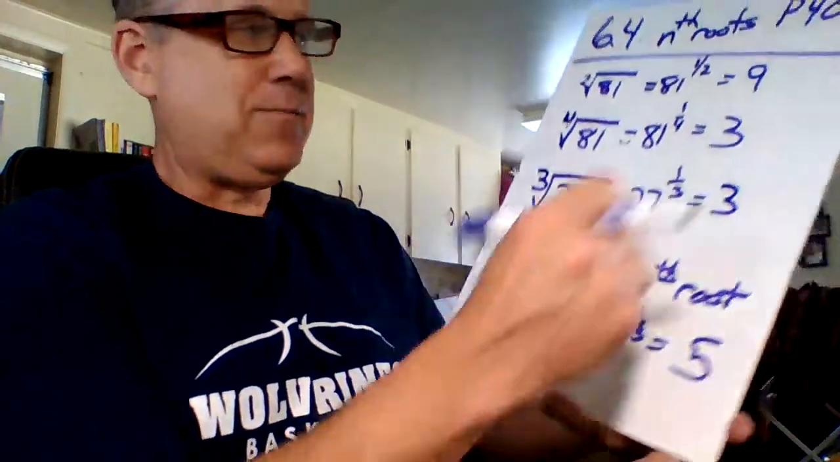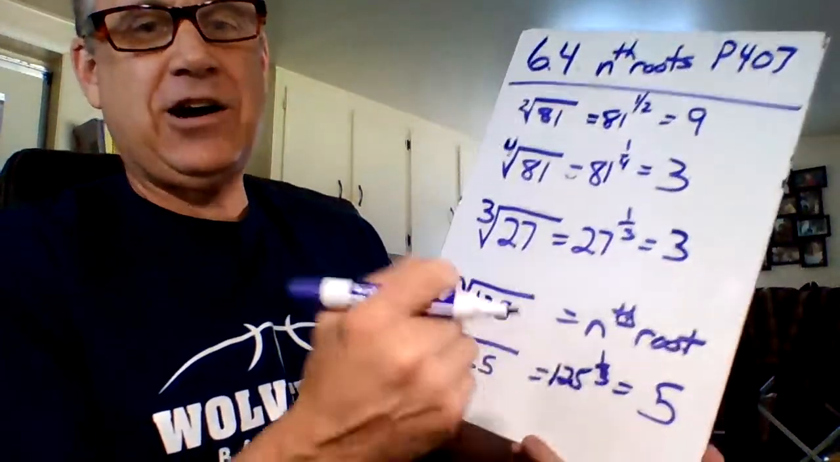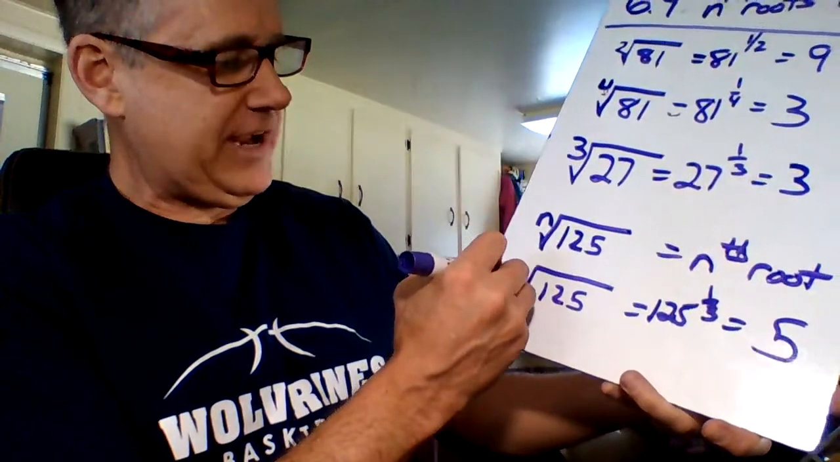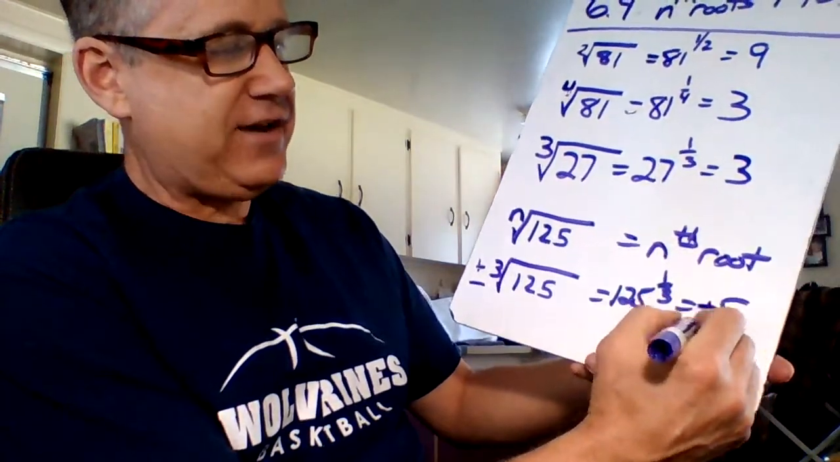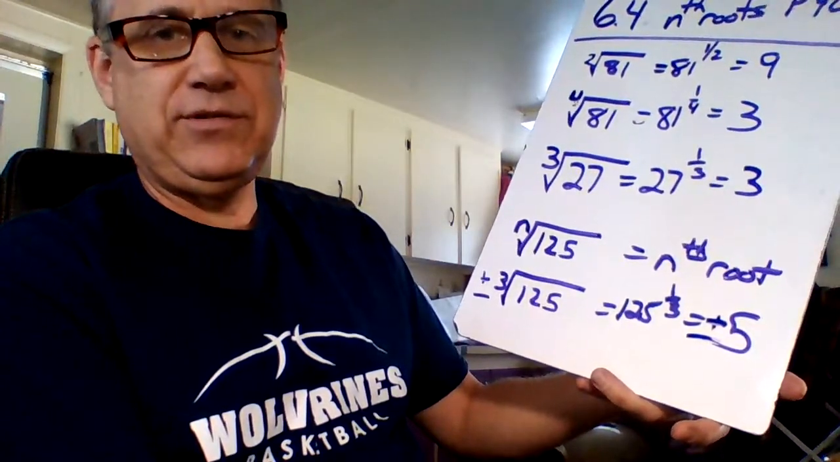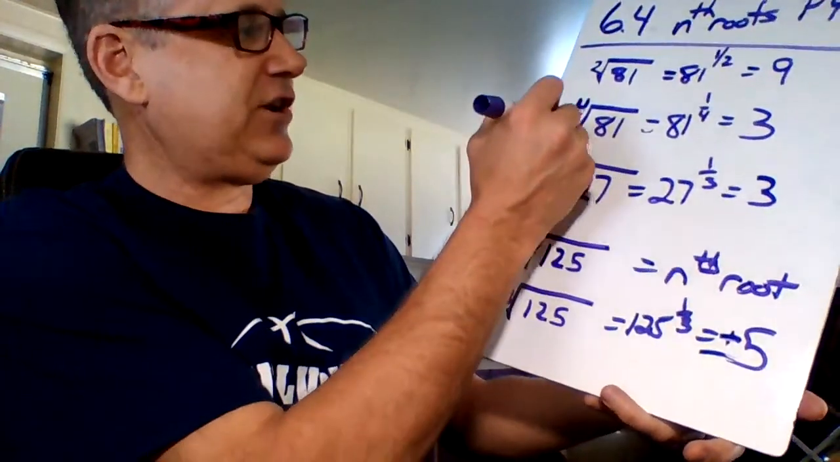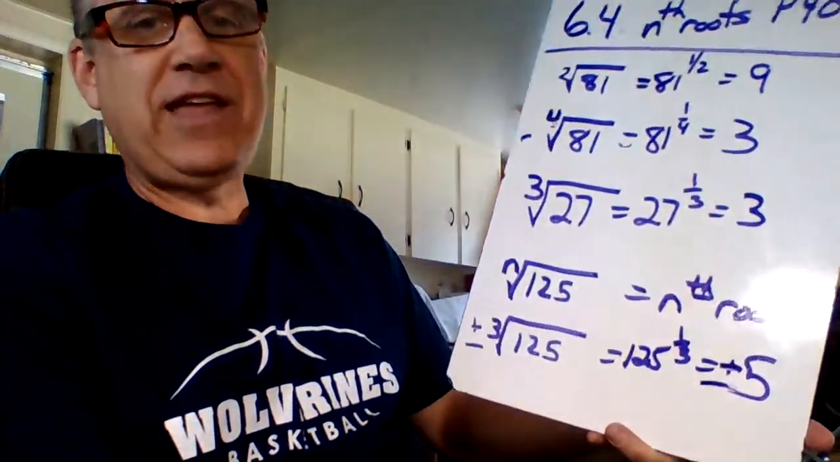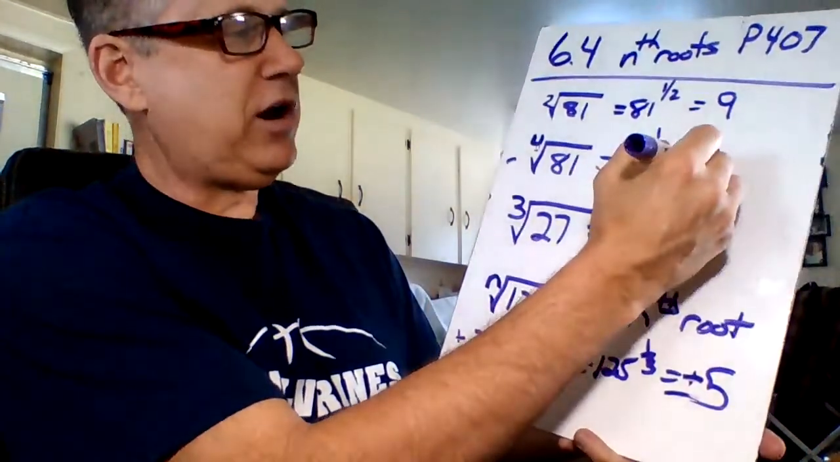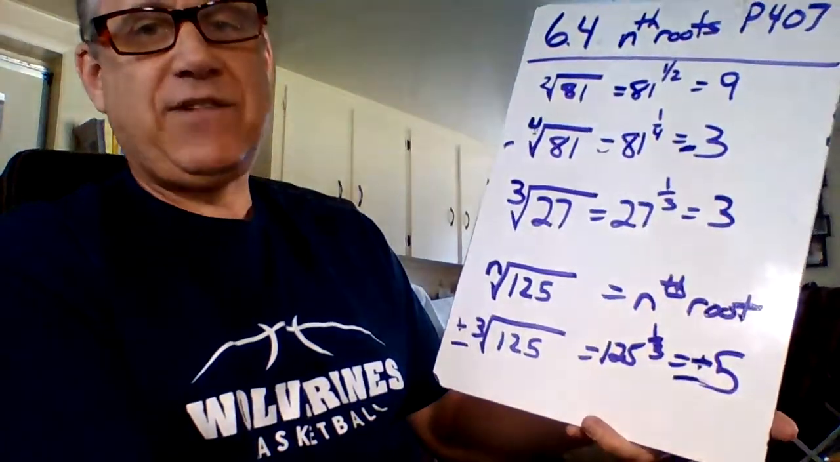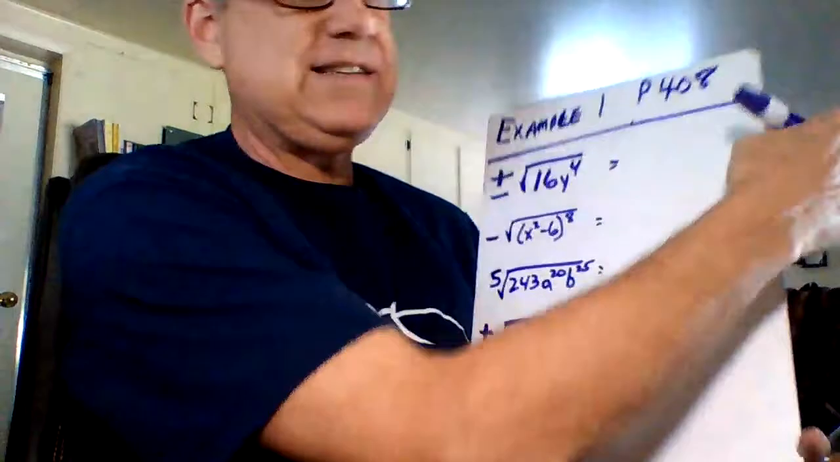Okay? Now, as we look at our answers, if we have a plus minus in front of that, our answer is going to have a plus minus. If there is a negative outside of that, we solve our root, but our answer would have a negative there. Okay? Let's take a look at example 1, the top of page 408.